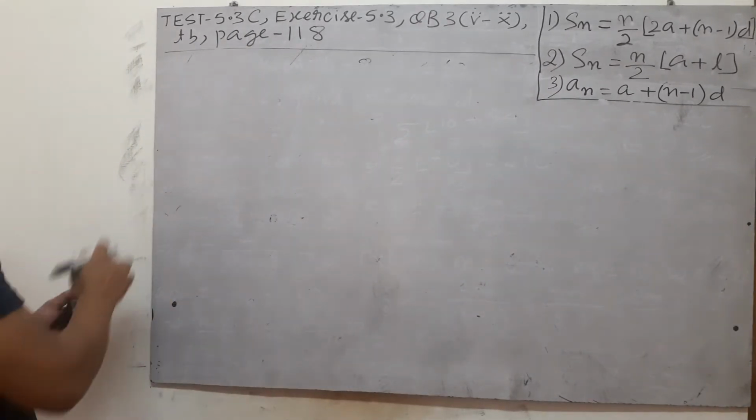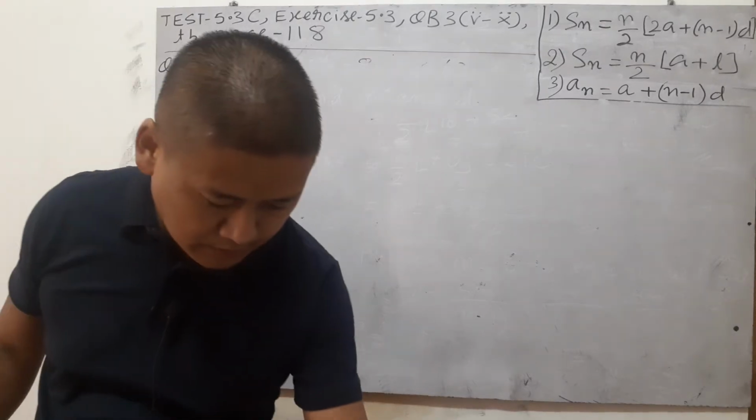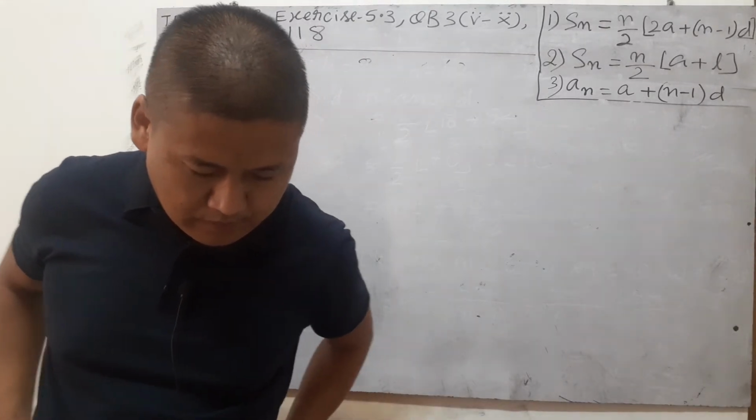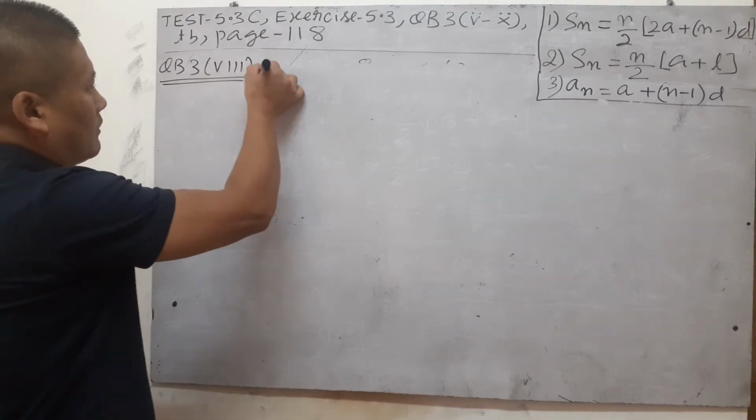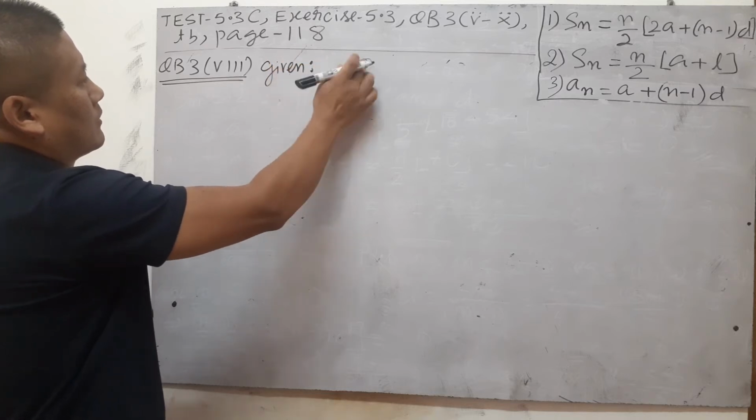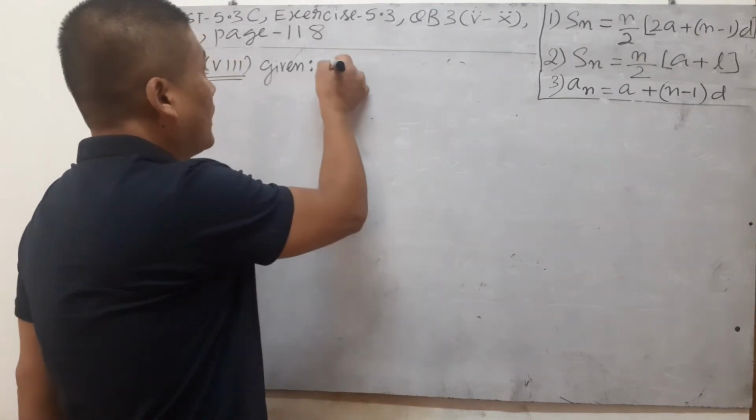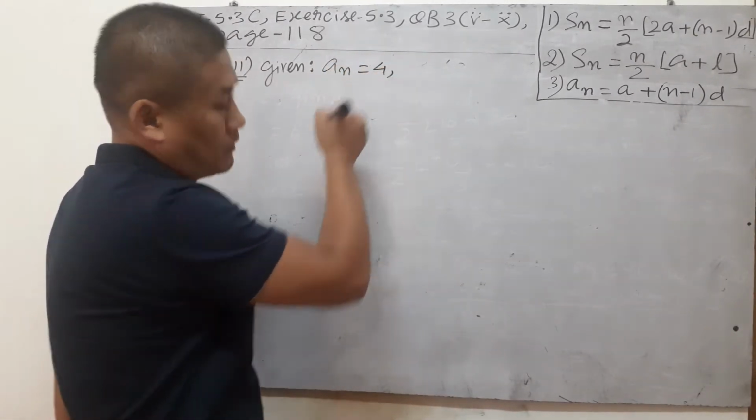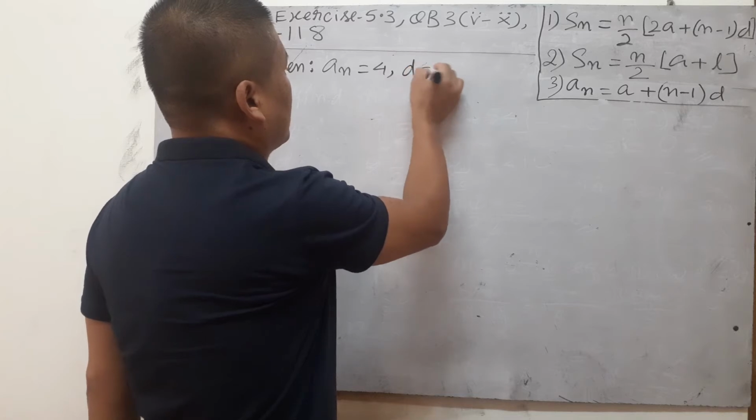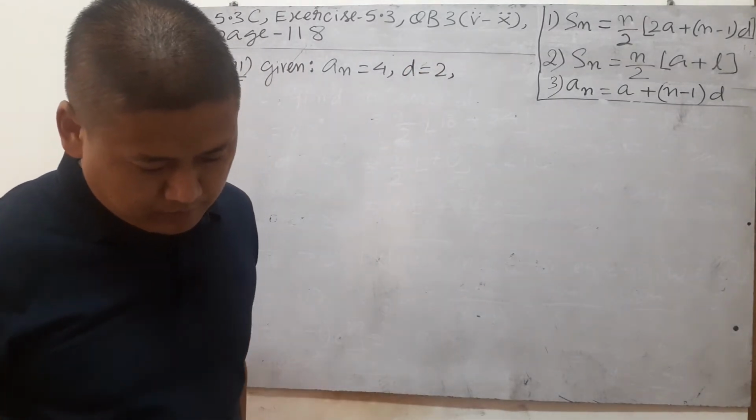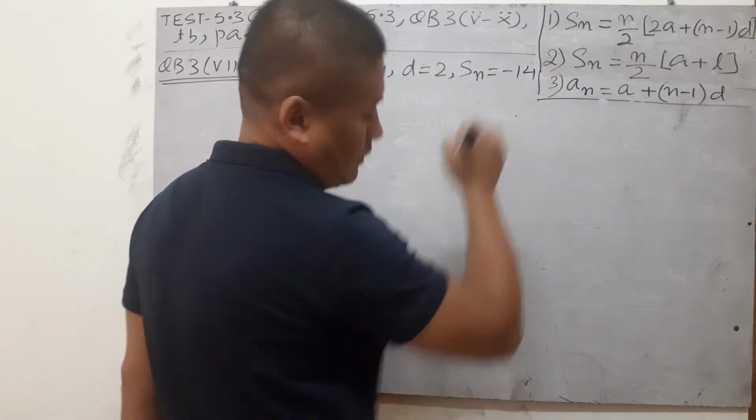Let's go to the next one. Question B3, subheading 7 we're done just now, I think. Yes, 8. So let us see what is given to us. an equal to 4, the nth term is equal to 4. Then d equal to 2. Sn, the sum of n terms, is equal to minus 14, if I remember.